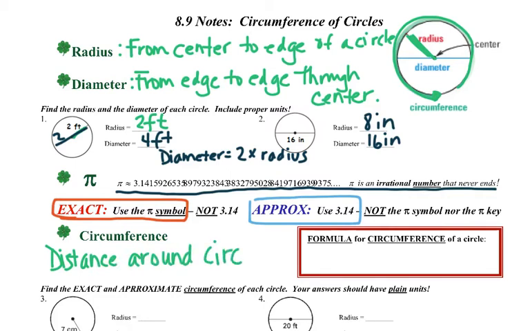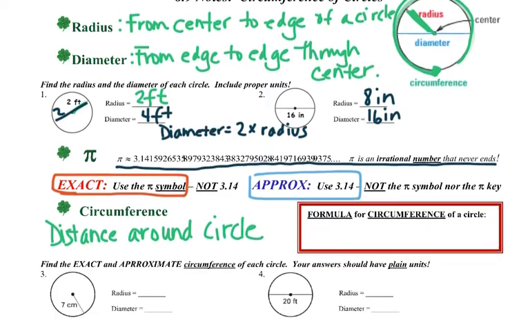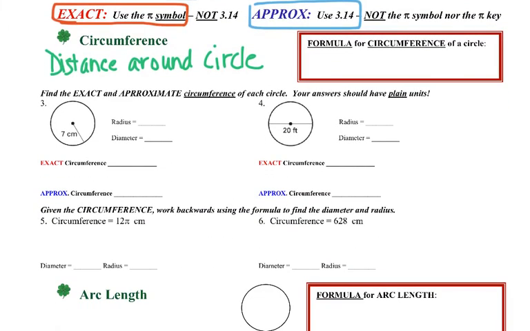Do you remember the formula for circumference? The formula for circumference is pi times diameter. Now you might have learned that as 2 pi r, which is the same thing, because 2 times the radius is the diameter. But I find that students do better with pi times diameter. We're going to do each question in both exact and approximate.